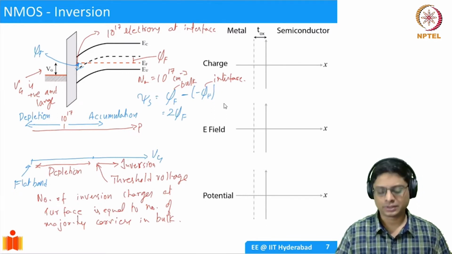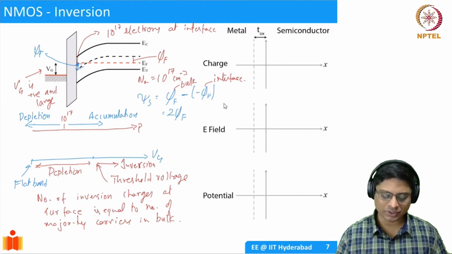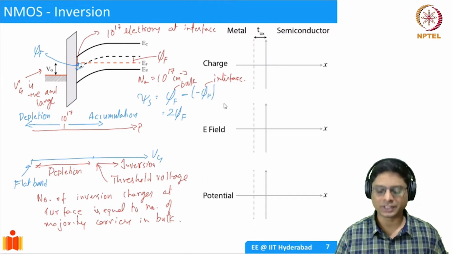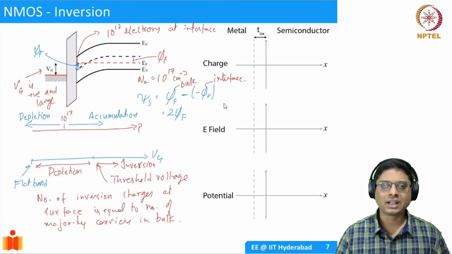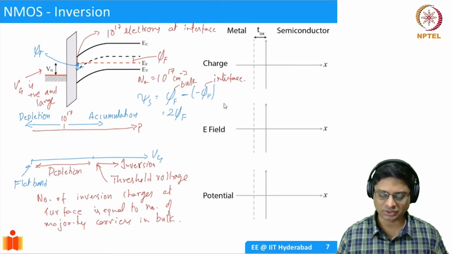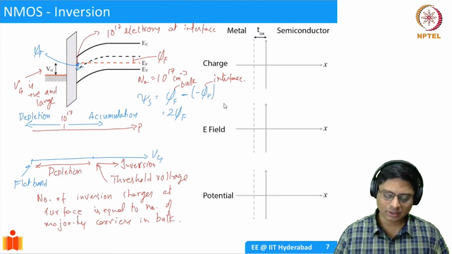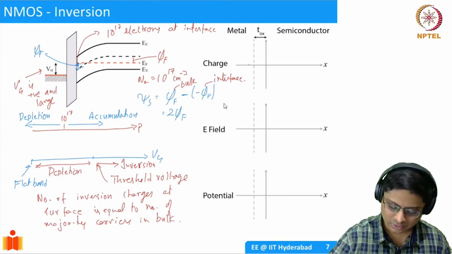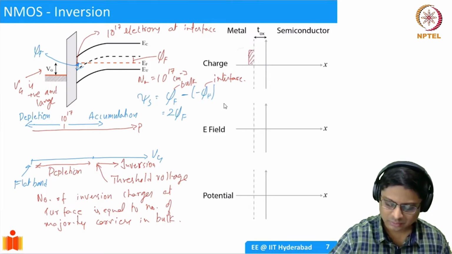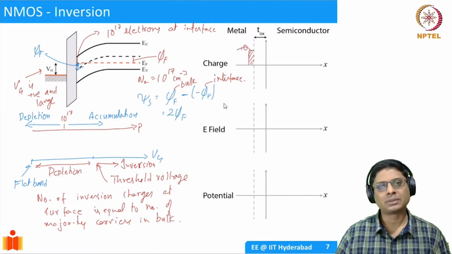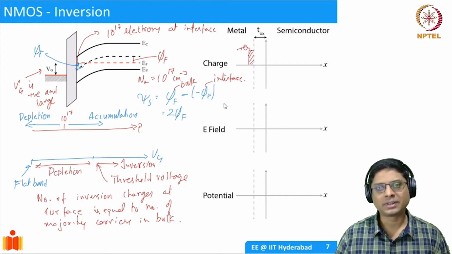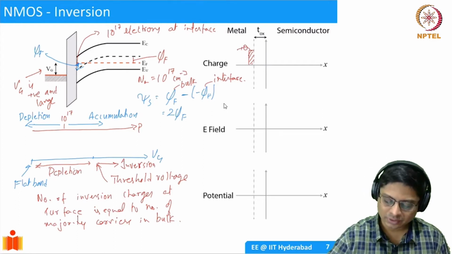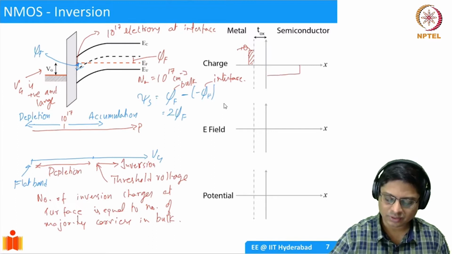We still have to relate surface potential to the gate voltage. We will do that in a moment. Before I go into that, I want to discuss what the charges look like. We are applying positive voltage, so there's going to be a positive charge on this side, plus Q. And the semiconductor we have depleted, so there's going to be some depletion charge, minus Q.